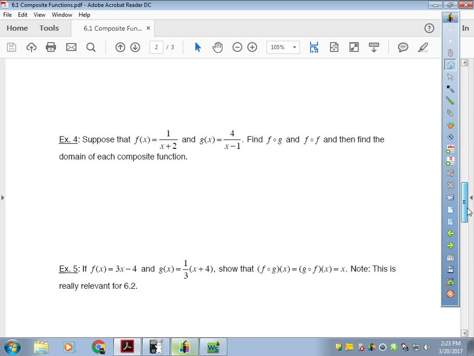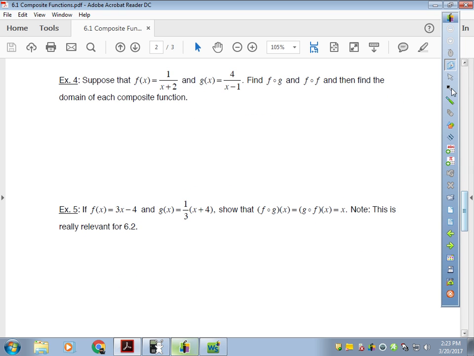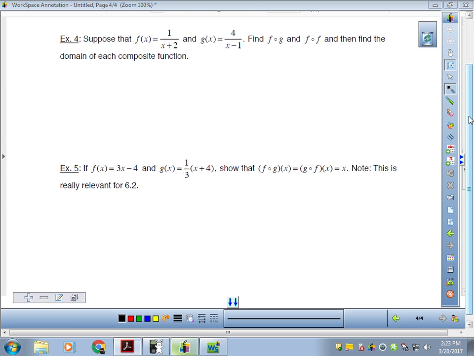Alright, let's look at example 4. Example 4 says, suppose that f of x equals 1 over x plus 2, and g of x equals 4 over x minus 1. Find f composed of g and f composed of f, and then find the domain of each composite function. So we're kind of doing two separate problems here. Start with f composed of g. So that's f of g of x. Or more specifically, it's f of 4 over x minus 1.